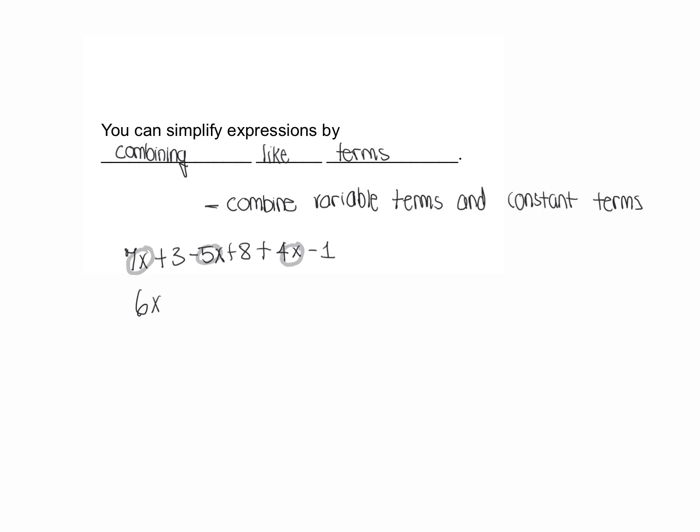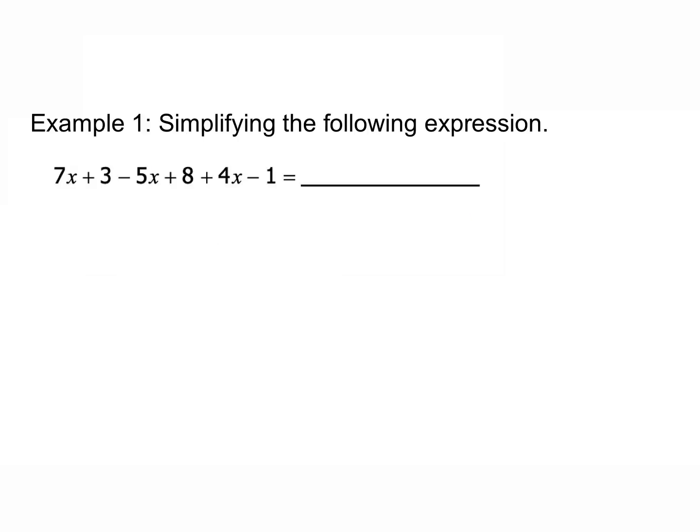Then we're going to combine the rest of the terms. So we have 3 plus 8 minus 1. 3 plus 8 is 11, minus 1 is 10. We just did this on the previous slide. The answer is 6x plus 10.